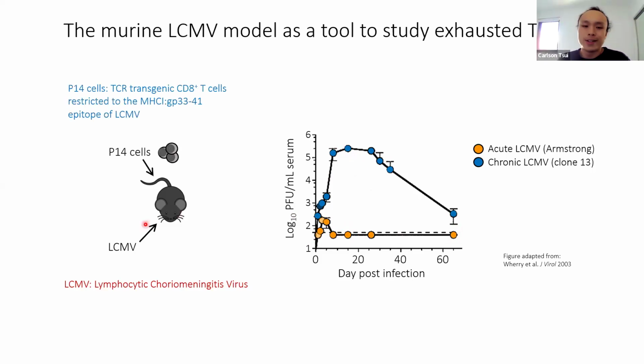Another advantage of the system is that we can use transgenic T cells, P14 cells, that specifically recognize an epitope of LCMV, so we can transfer these cells adoptively to mice, infect the mice with LCMV, and then track the progress and differentiation of these transferred cells.